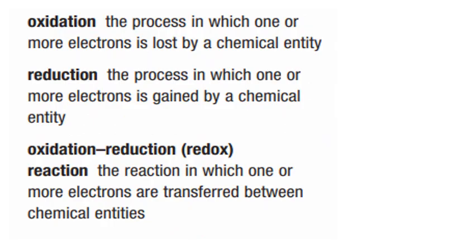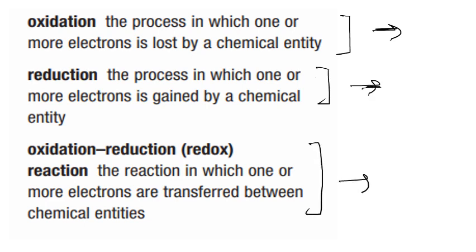Now moving on, we have these little definitions for a quick review. What we just did, the process in which one or more electrons are lost by a chemical entity, we call that oxidation. Similarly, the process in which one or more electrons are gained, we call that reduction. And oxidation reduction reaction is the reaction in which one or more electrons are transferred, right? So one is losing electrons and the other one is gaining electrons. Okay, so that is your redox reaction.